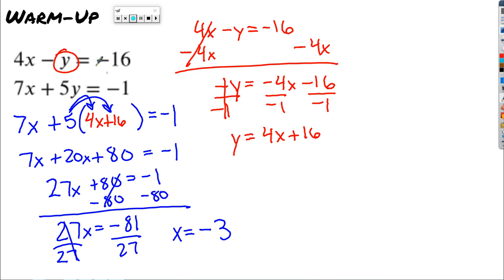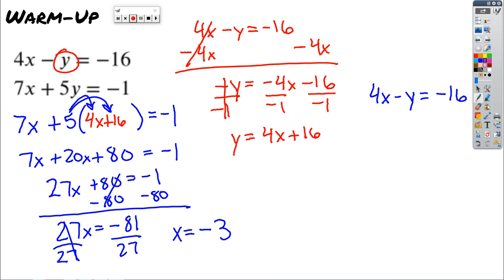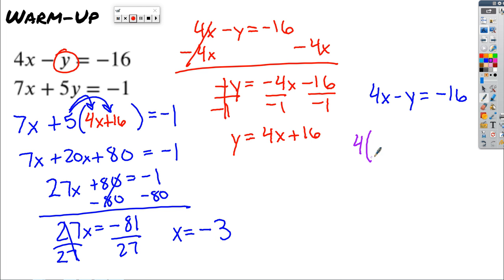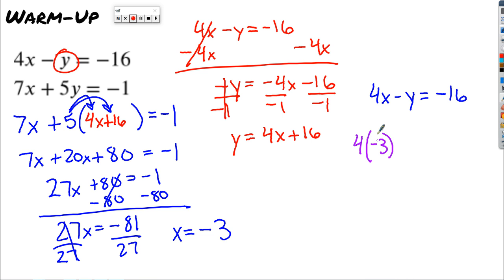Now I'm going to look at one of my original equations, and this is what we did last week: it doesn't matter which one I pick, but I'm going to pick the easier looking one. That first one looks a little bit easier, so I'm simply going to take my 4x minus y equals -16, and now I know what my x is, so I'm simply going to do 4 parentheses -3, and that's what's coming in here. I'm replacing that x in order to solve for y. Next part, -12, -y, -16.